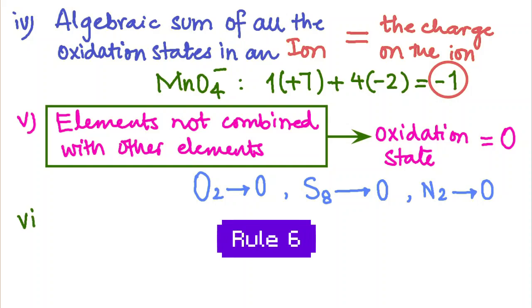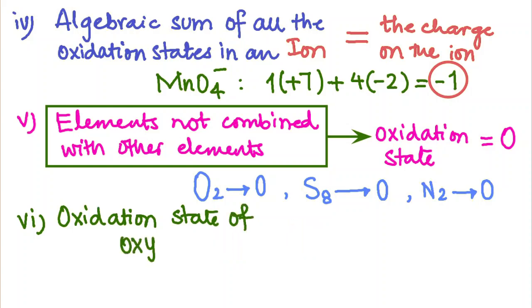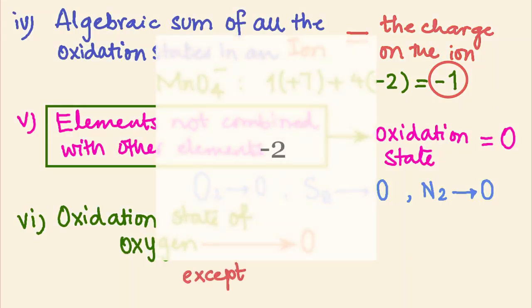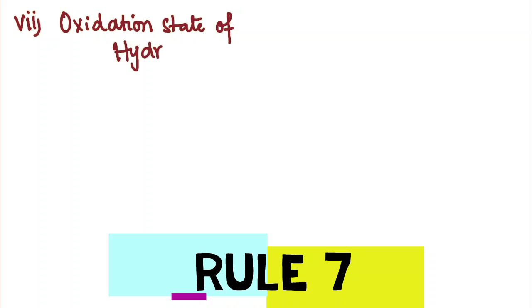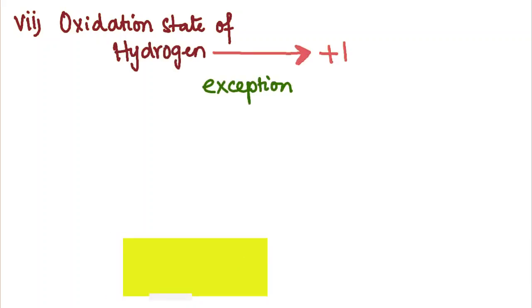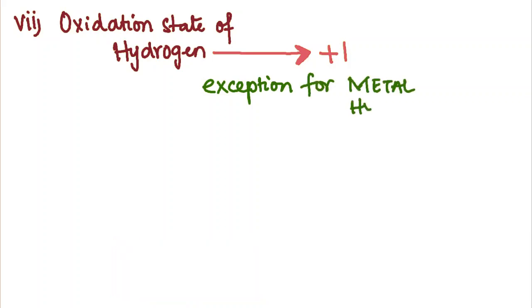So the next rule is about the oxidation state of oxygen, which has to be always considered as -2, with the only exception being peroxides, in which the oxidation state of oxygen is equal to -1. Next, and the final rule is about hydrogen, in which the oxidation state of hydrogen is always taken as +1, with the exception of metal hydrides, in which the oxidation state of hydrogen should be taken as -1.